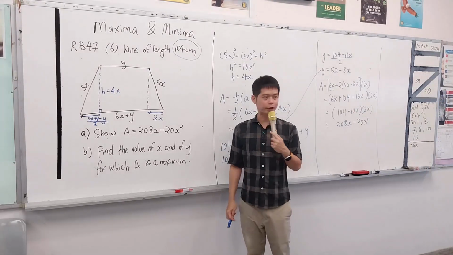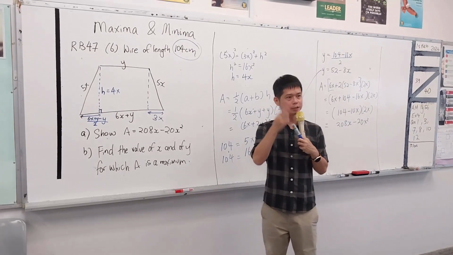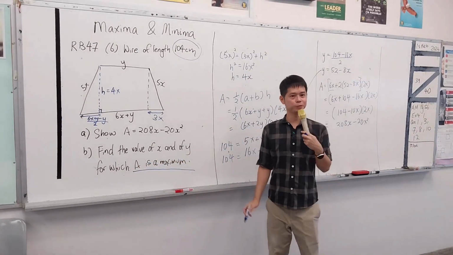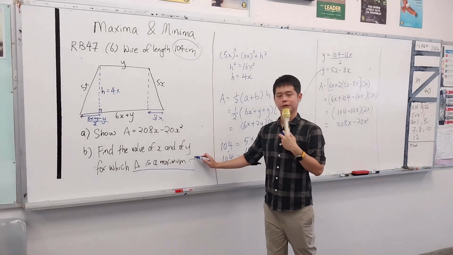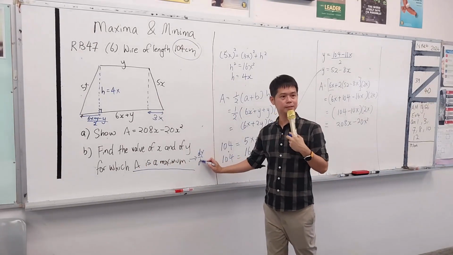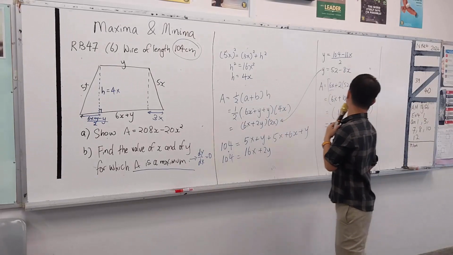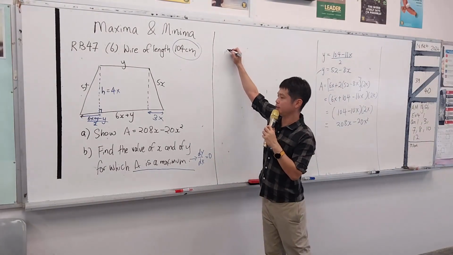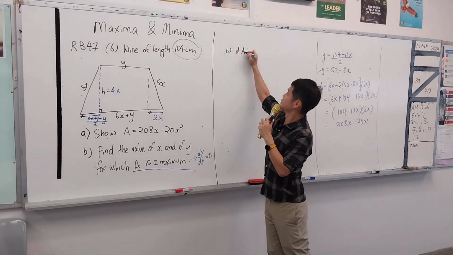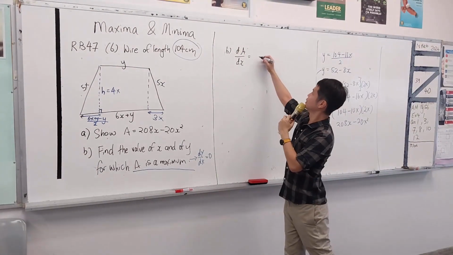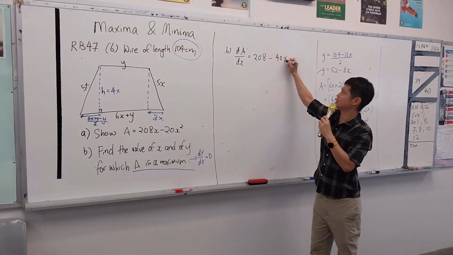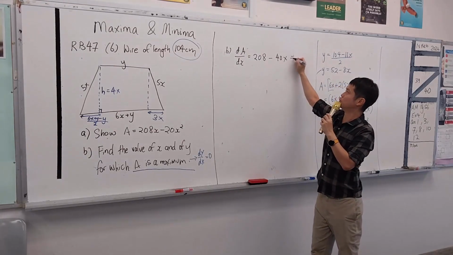Find the value of x and y when it's a maximum. Let's rephrase the question. When something is maximum, what must we do? dy/dx equals 0. In this case, it is not dy/dx. It is actually dA/dx, very good. Then we will have 208 minus 40x. And I want this to be equal to 0.